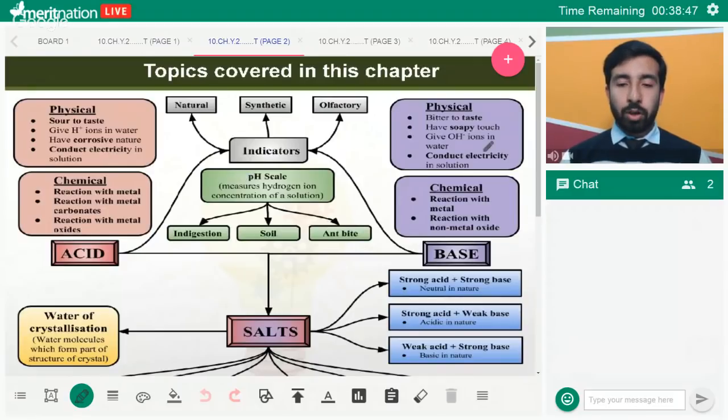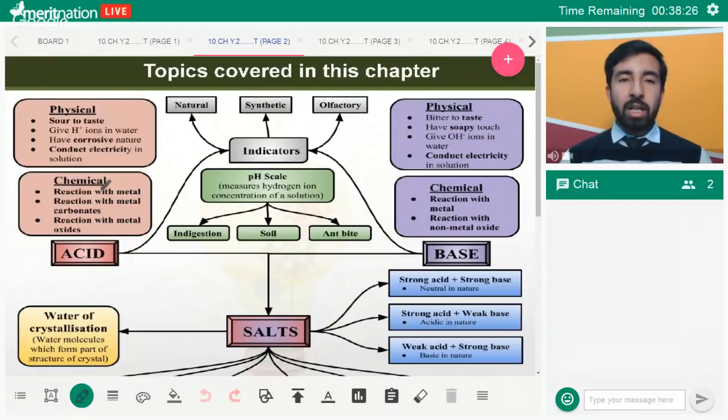Similarly, moving on to the physical properties of your bases, they are bitter in taste. Also, they have a soapy touch. They give OH minus ions, that is your hydroxyl ions, in water, and they also conduct electricity in solution. So these are the basic physical properties of acids as well as your bases.